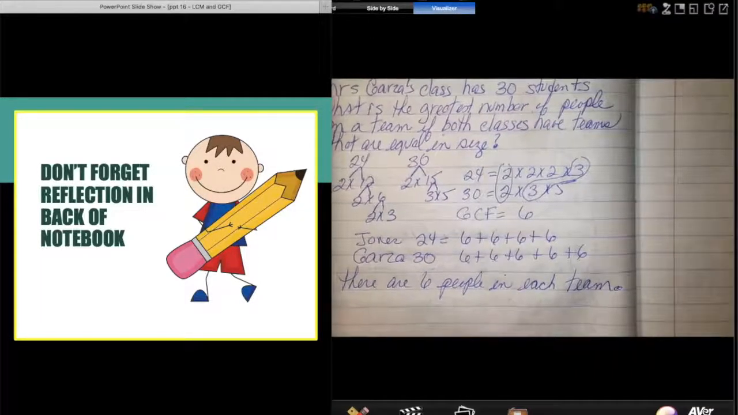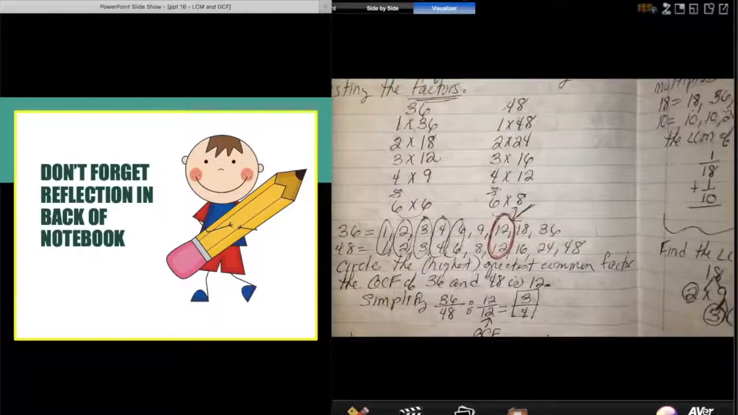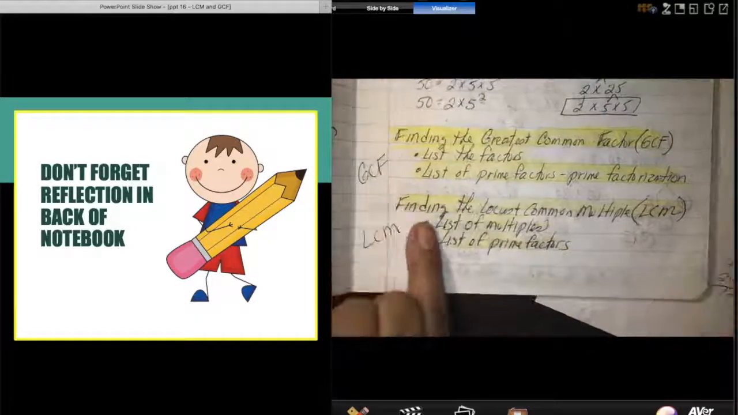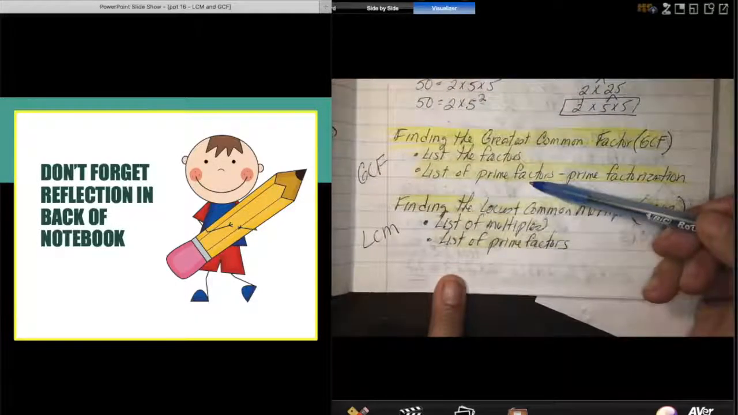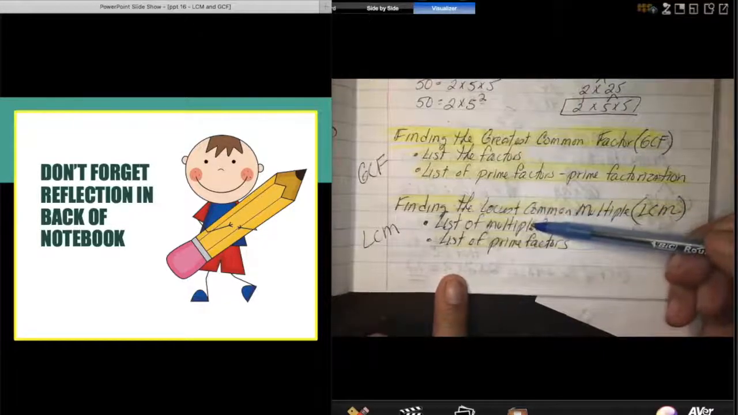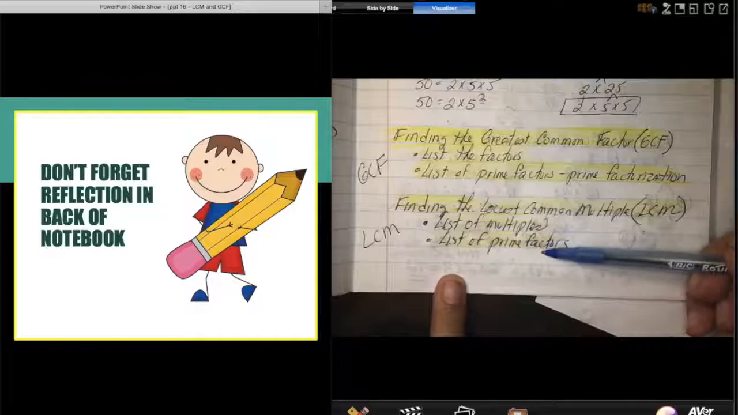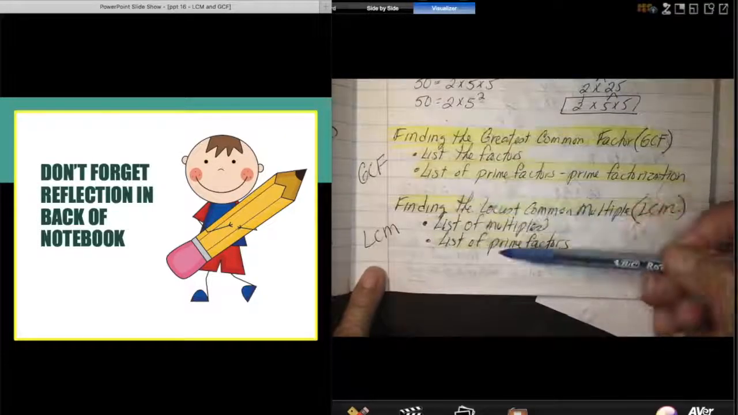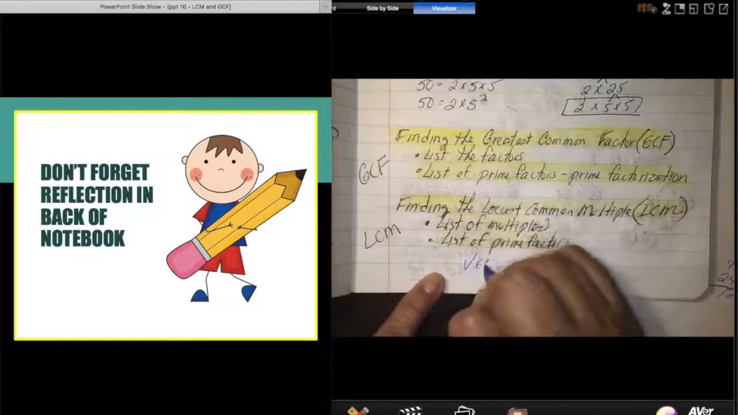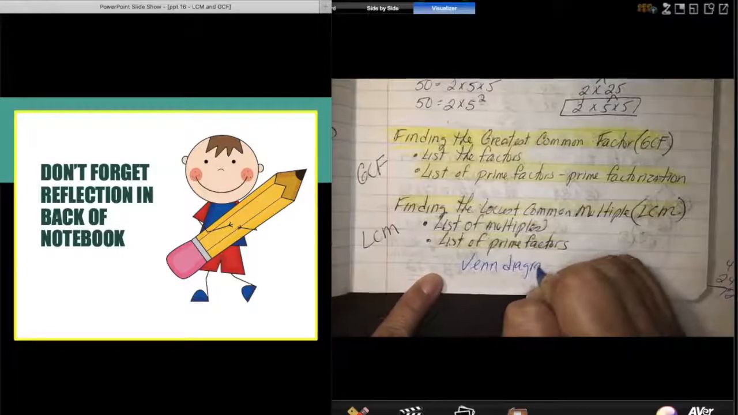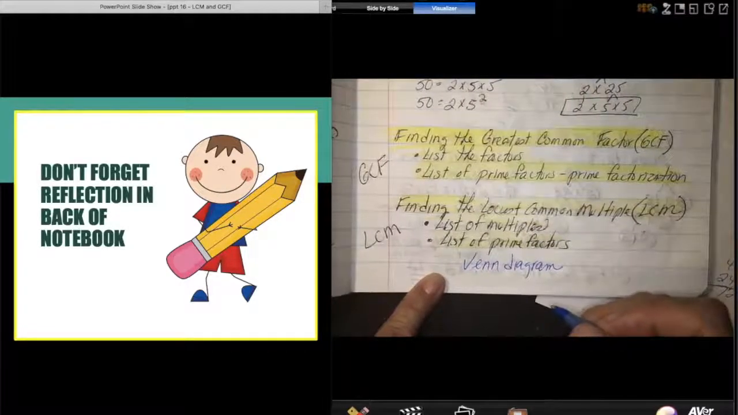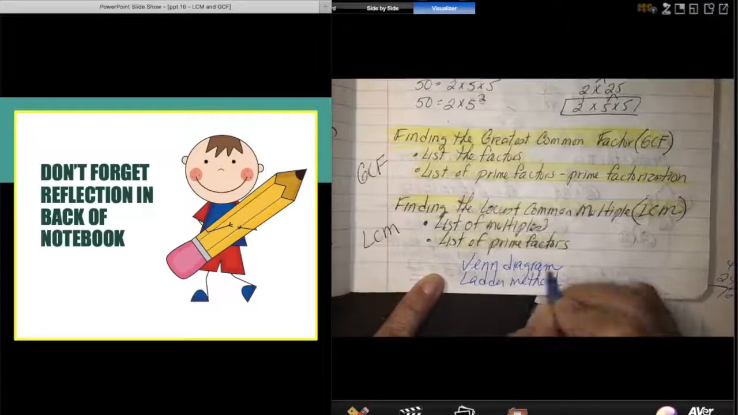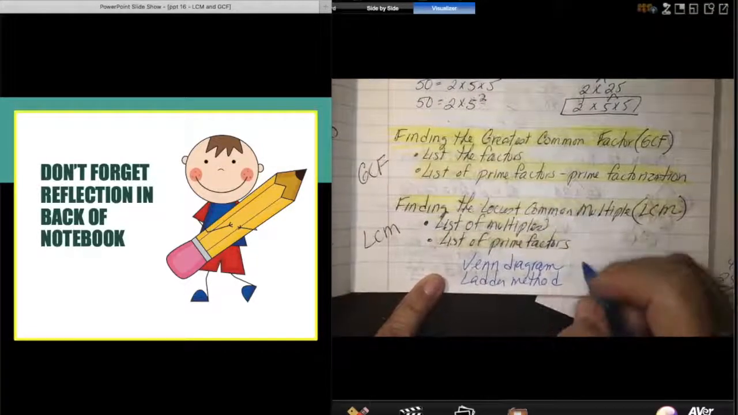So what are the methods we used? Let's see again. We did, let's go to the front. Maybe we need to go back to this page. We did GCF using factors, prime factors, LCM using multiples, and prime factors. We also looked at some more non-traditional or newer methods. These are the traditional methods. We also did the Venn diagram, right? And then we did the ladder method. And this is for both GCF and LCM.